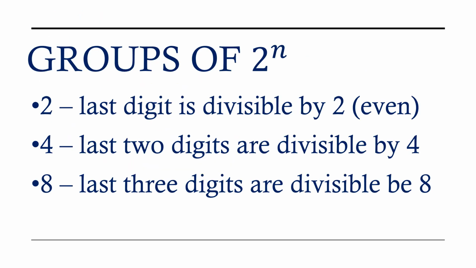Powers of 2 go together. 2 to the first power, we look at the last single digit. For 2 to the second power, which is 4, we look at the last 2 digits. For 2 to the third power, we look at the last 3 digits. So whatever kind of power of 2 it is, that's how many digits we have to look at the end.